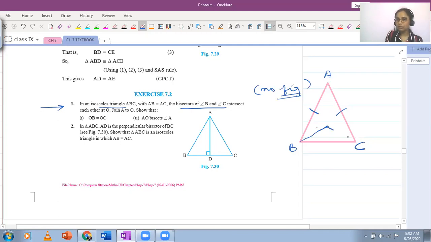So we have bisectors for these two. The bisectors intersect at O. So there is a common point. This figure actually resembles one question we did in 6.3. So angle B has been divided into two equal parts. So this part and this part are equal. You can name these as X and X if you want. And X is equal to half of angle B.